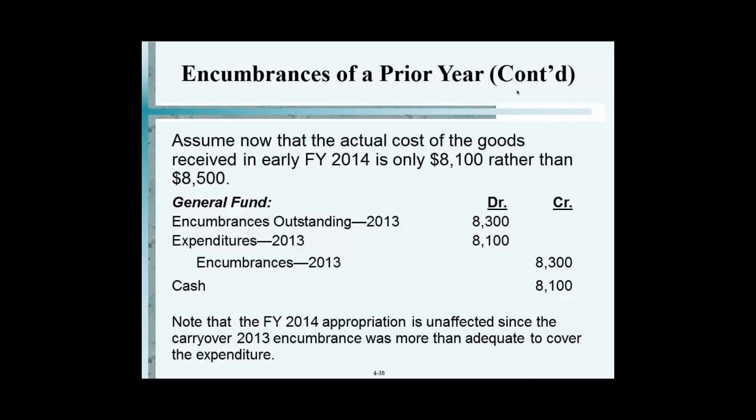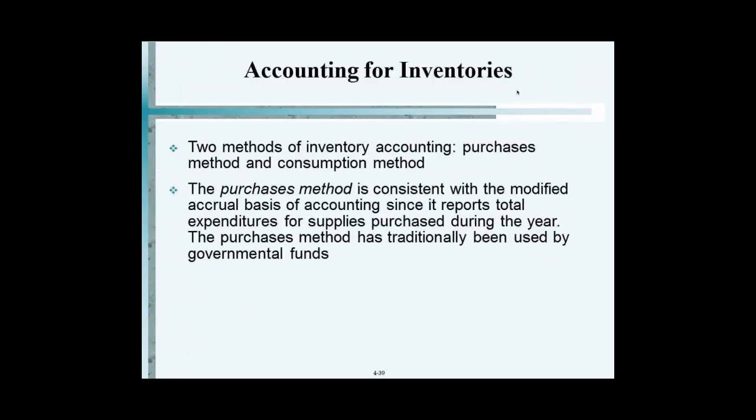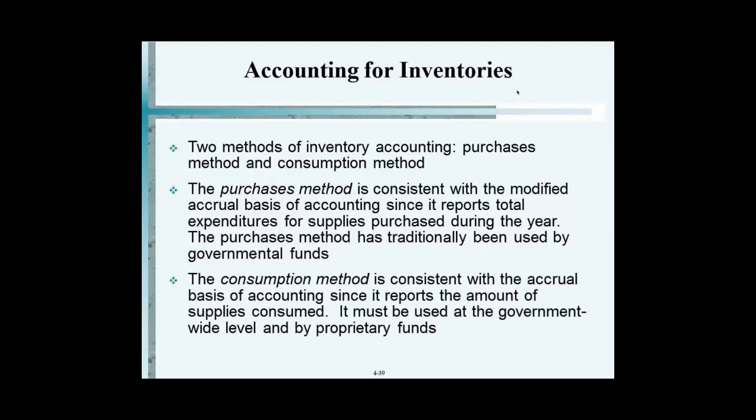If you understand the journal entry that you need to make when you order an item, it's going to be the same every single time. If you recognize the journal entry that needs to be made when you receive an item, it's the same every time. Now, accounting for inventories is also, well, it's a small area too here.